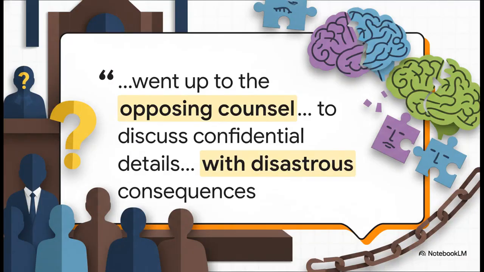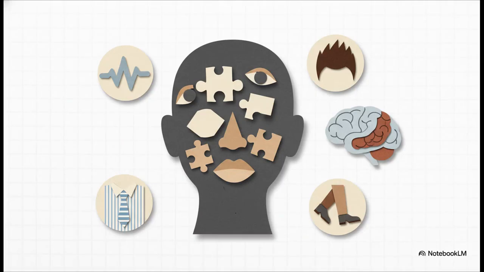This is a real case from the medical literature. A man is in a courtroom, but he can't recognize his own lawyer. He walks right up to the other side's lawyer and starts spilling confidential details about the case. This isn't just being forgetful. It's a very specific failure to recognize a face. What do we call that? That is prosopagnosia, also known as face blindness.